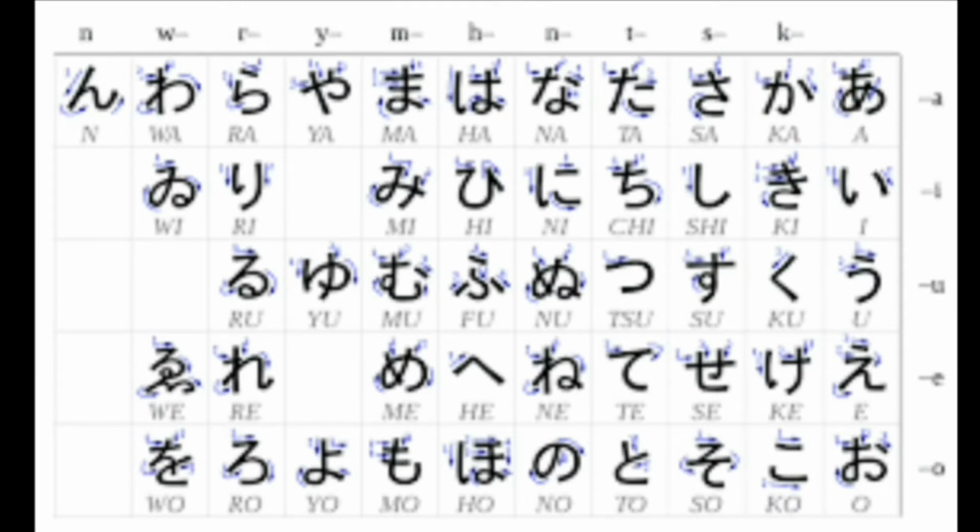Ka. Second, Ki. Then Ku. Then Ke. And last K sound is Ko. Ko. Okay? So very first sound is ka.